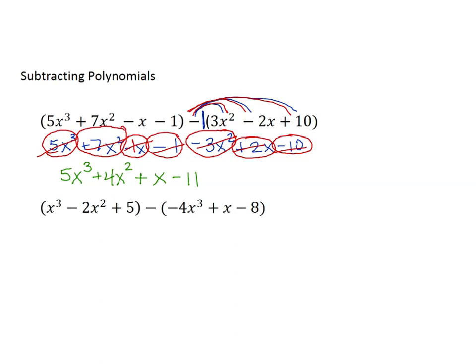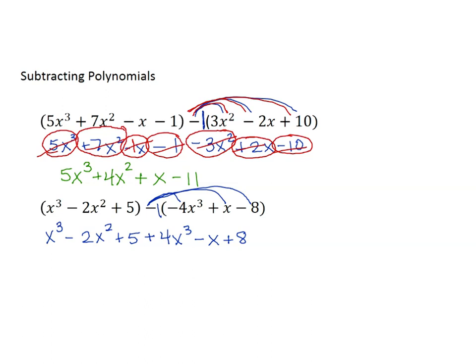So just like the first one on the slide that we did, I'm going to recopy this beginning part. And now for the second part, I have to distribute the negative 1. So negative 1 times negative 4x cubed is going to give me a positive 4x cubed. Negative 1 times positive x is going to give me a negative x. And negative 1 times negative 8 will give me a positive 8. Now I go through and combine like terms.